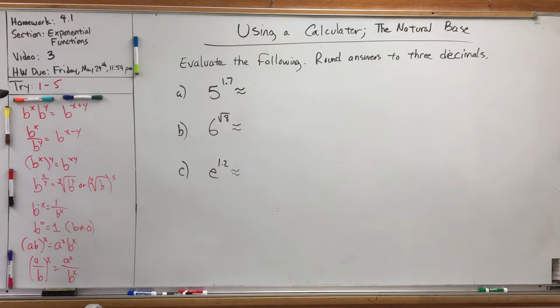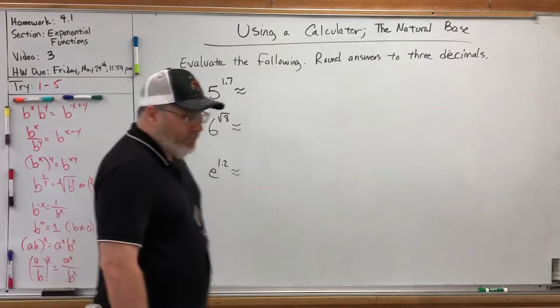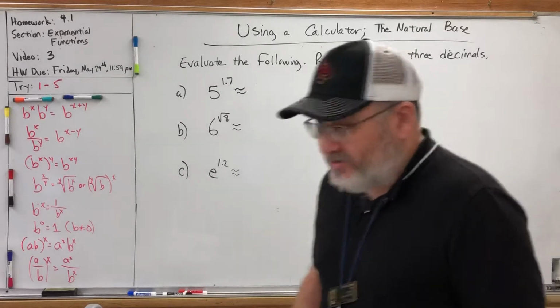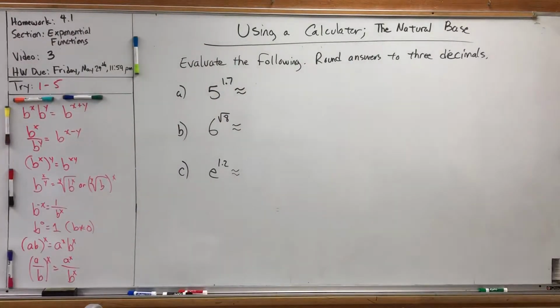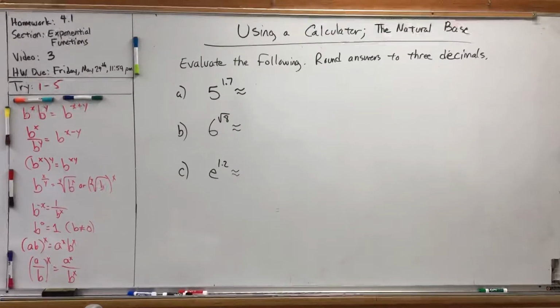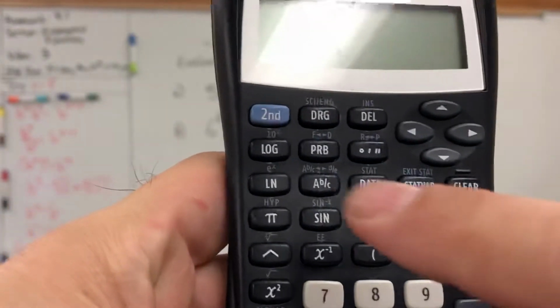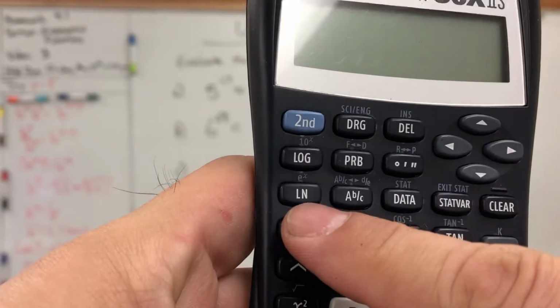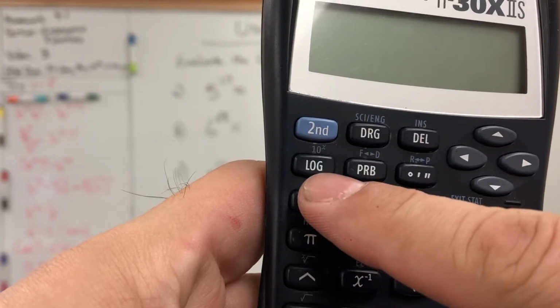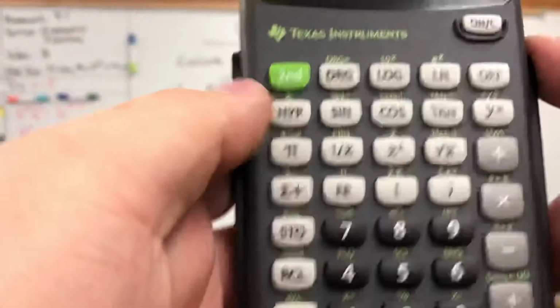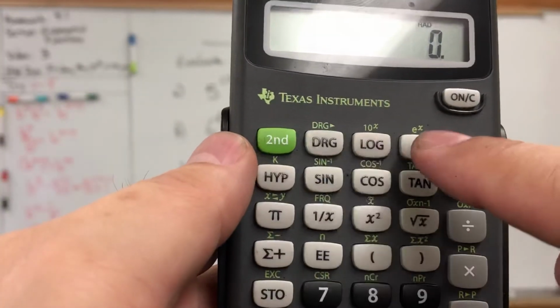Before we get to graphing, we're going to talk about using a calculator to evaluate exponential functions. You're going to need a calculator that is not only capable of handling powers, or exponents, but they must also have another button, and I'm going to show you what the button looks like. Your calculator must have a button that says LN and a button that says log. And they're usually pretty easy to spot. Log, LN.